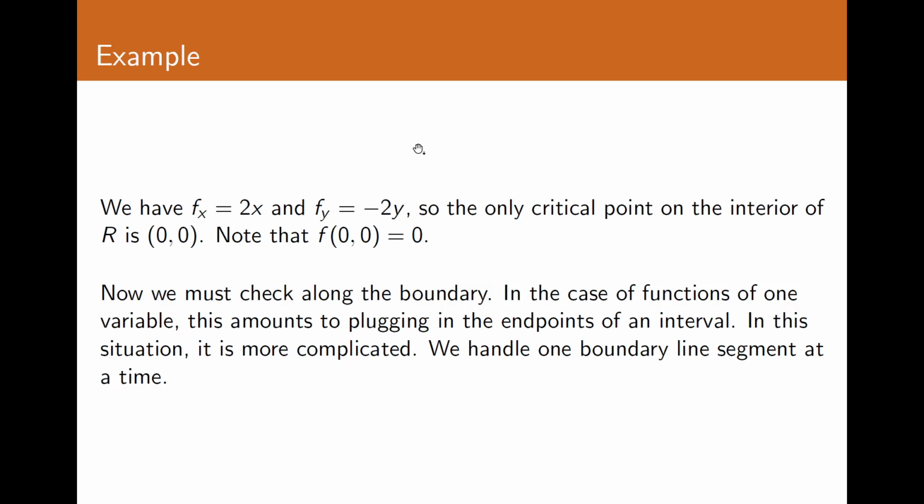So now we have to check along the boundary. When we had functions of a single variable, this was super easy. All we did was plug in the endpoints of the interval, and then you looked at the biggest and the smallest from the critical points on the interior and the edges, and then you were done. However, in this case, we have line segments as the edges of our region, so we can't just plug a line segment in. We're going to have to restrict the function f to those edges, and then do a max-min problem for each one of the edges.